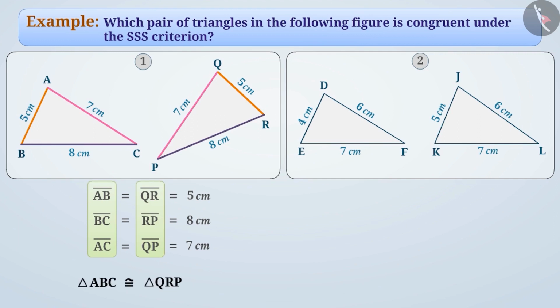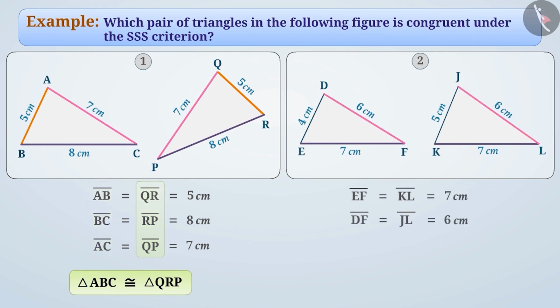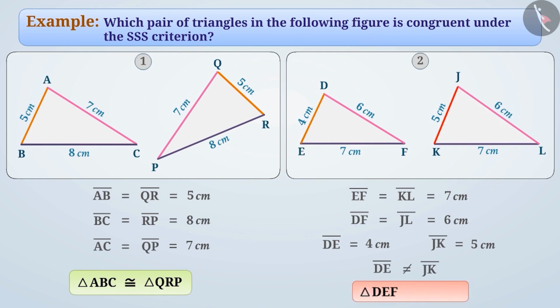congruent to triangle QRP. Now, let's talk about the second pair, that is triangle DEF and triangle JKL. Here, EF is equal to KL is equal to 7 cm. DF is equal to JL is equal to 6 cm. But DE is equal to 4 cm and JK is equal to 5 cm. That is, DE is not equal to JK. Since here, one side of triangle DEF is not equal to the corresponding side of triangle JKL, hence, triangle DEF is not congruent to triangle JKL.